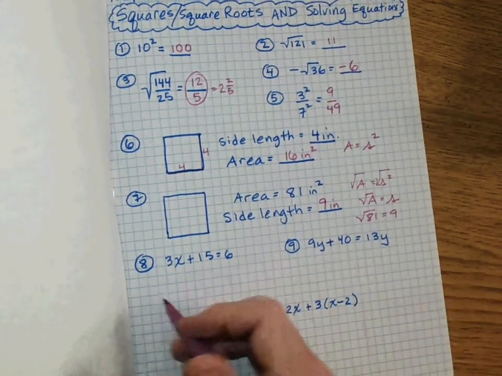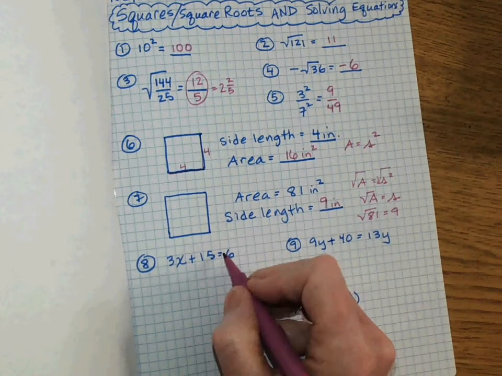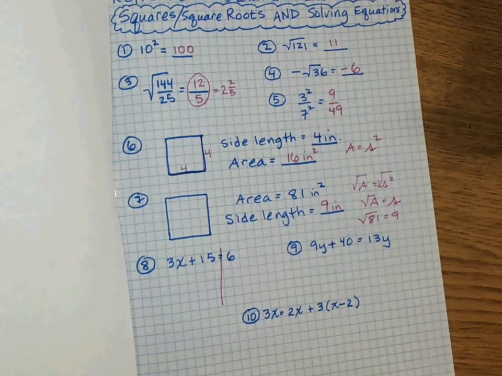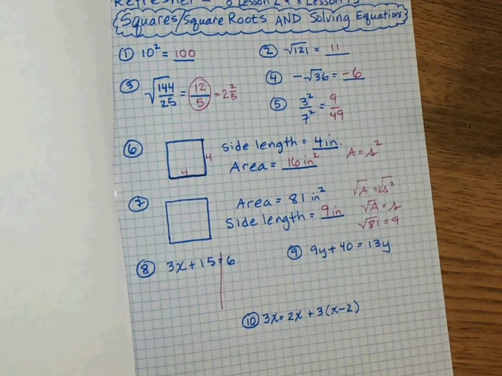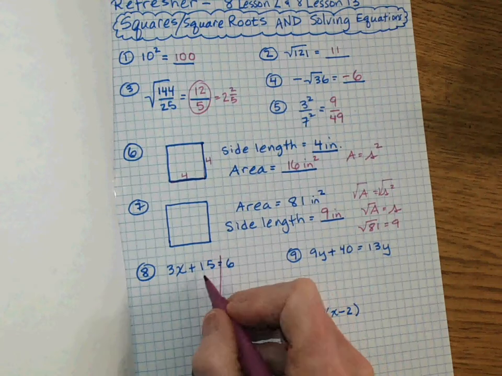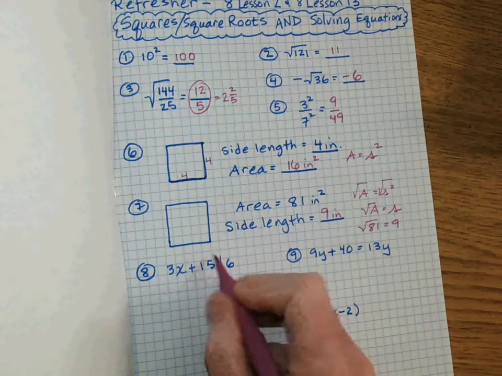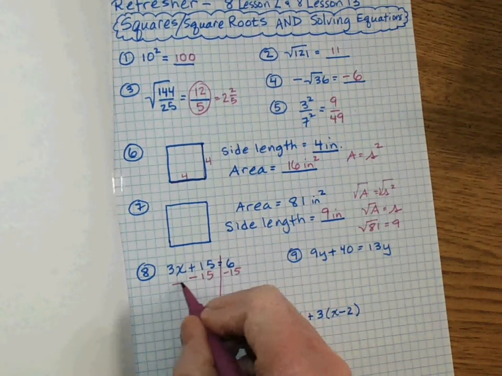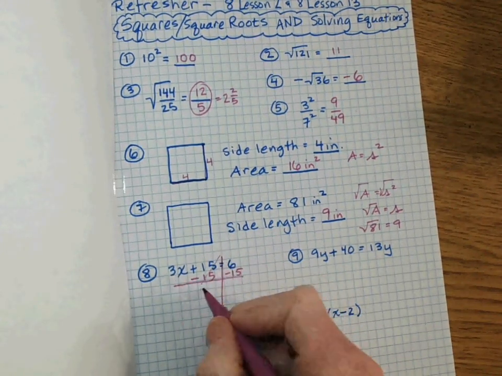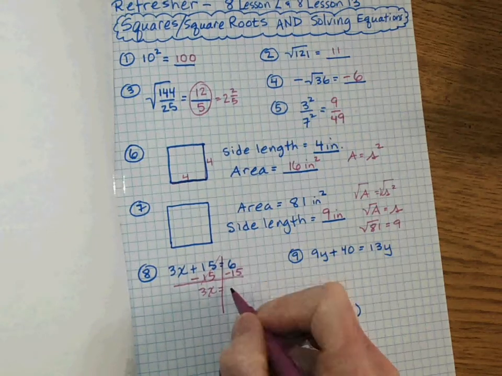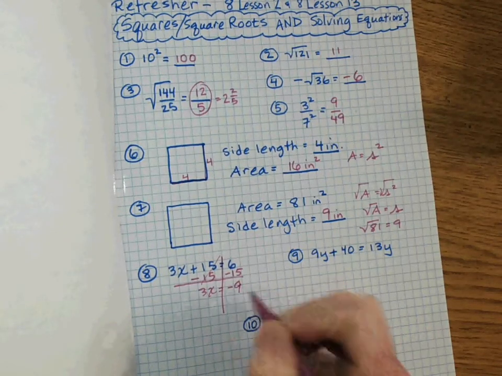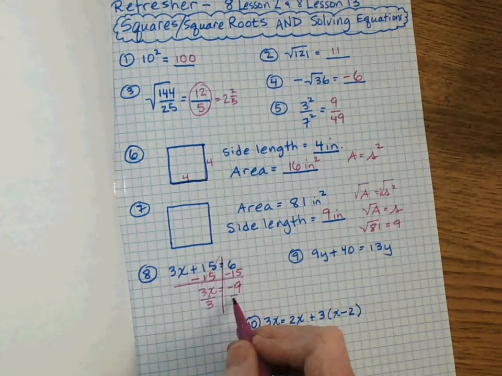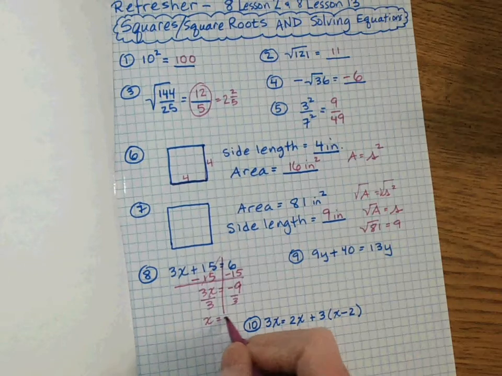Just as a quick review of equations, we know that we have to use inverse operations. Here, don't call me after midnight, the first step is actually addition or subtraction. The inverse of adding is subtracting. I subtract 15 from both sides. I then have 3x equals negative 9. The inverse of 3 times is divide both sides by 3. I get x equals negative 3.